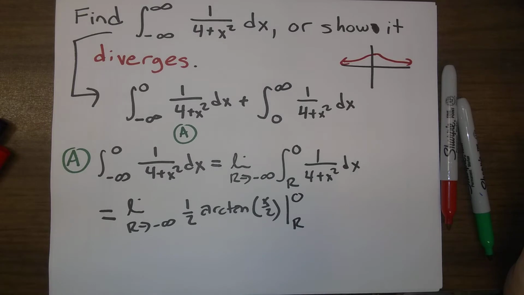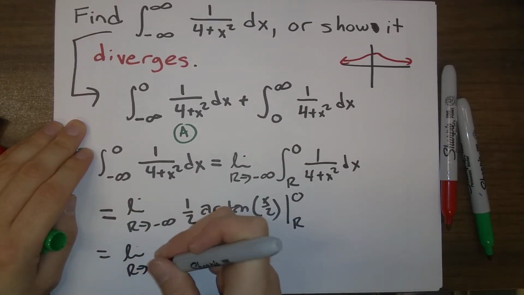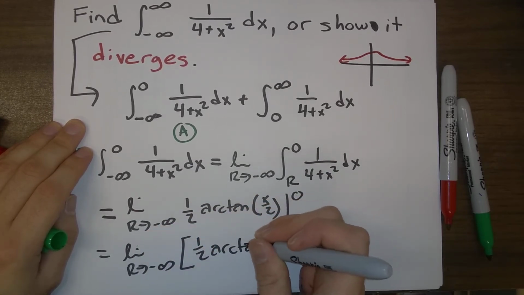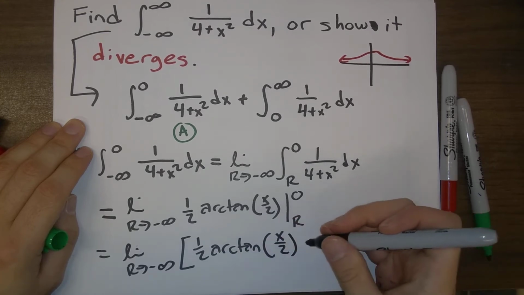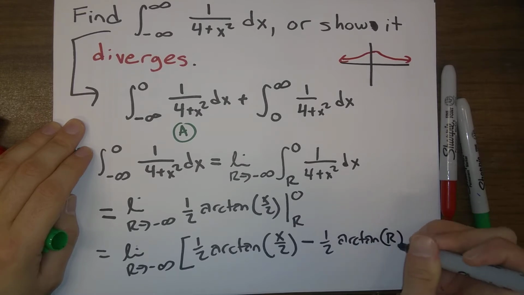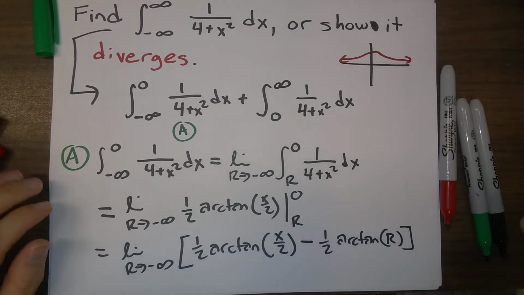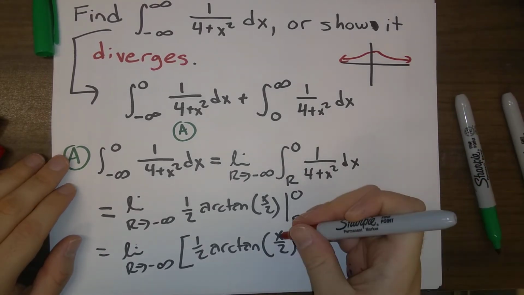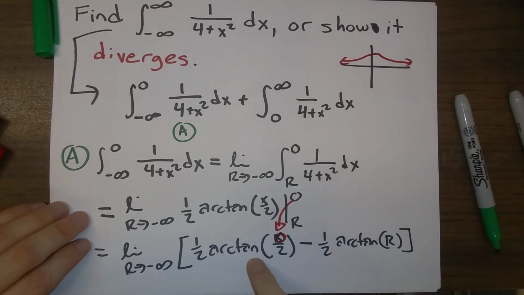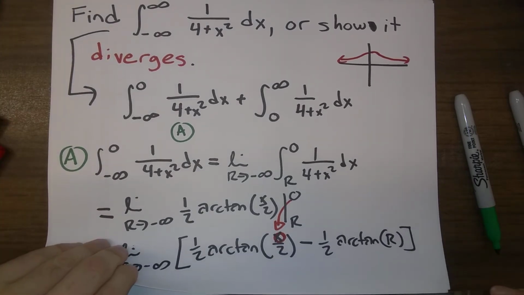Okay, plug in 0, plug in r. So the limit as r goes to minus infinity of 1/2 times arctangent of 0 over 2, minus 1/2 of arctangent of r over 2. I forgot to plug in that 0 right there. So what's arctan of 0? And what's arctan of r, the limit as r goes to minus infinity of arctangent?